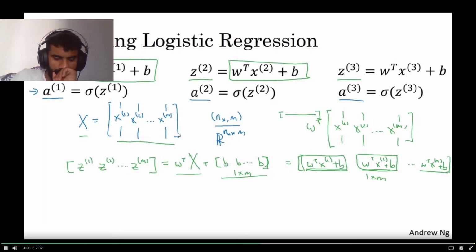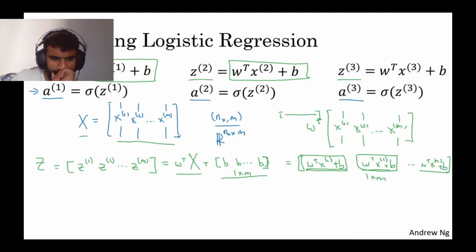I'm going to define capital Z to be this, where you take the lowercase z's and stack them horizontally. Okay, so when you stack the lowercase x's corresponding to different training examples horizontally, you get this variable capital X. In the same way, when you take these lowercase z variables and stack them horizontally, you get this variable, which I'm going to denote via capital Z.